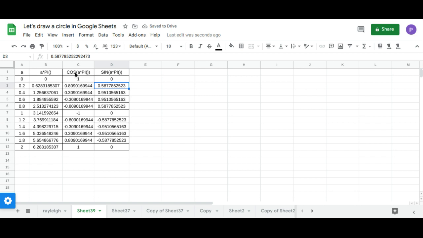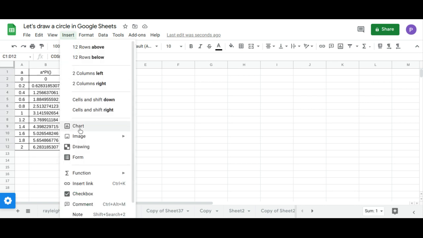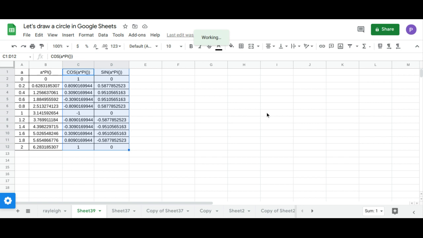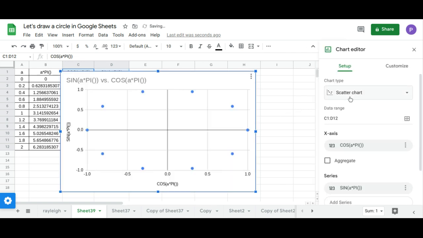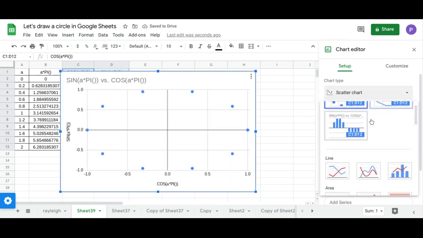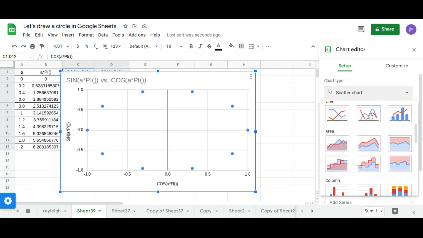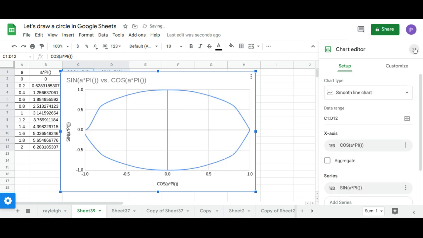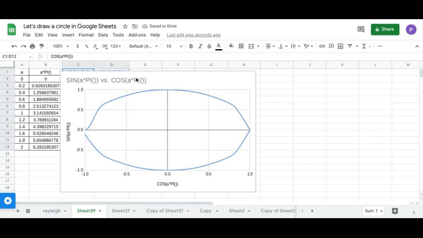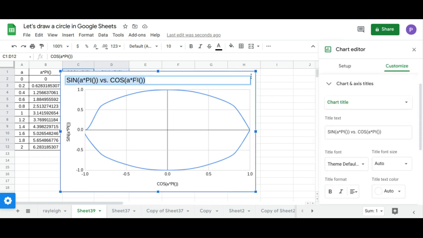And we chart this. We insert and we use the line chart. So we change this to a smooth line chart. And here you have a circle.